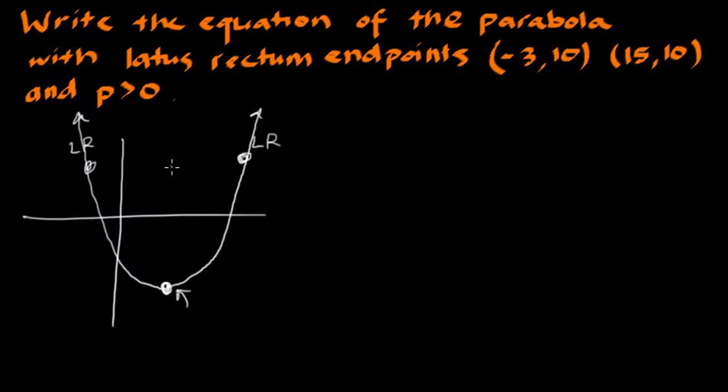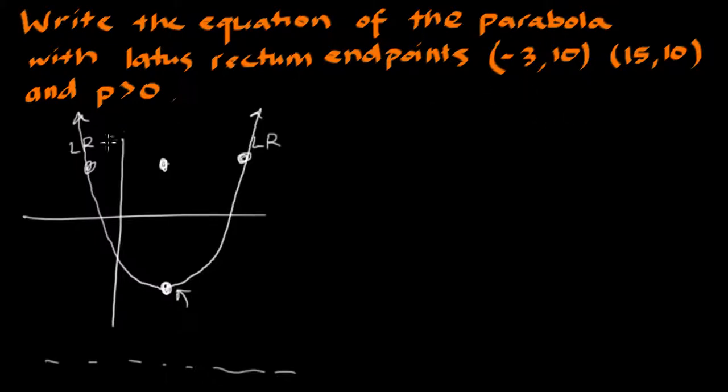Some other things I know: the focus is going to be right here, and my directrix is going to be somewhere down there. So the first thing I notice is that I can find the focus. I can also talk about what p is. I know that the latus rectum is 4p in length.